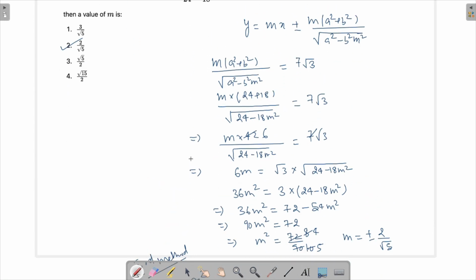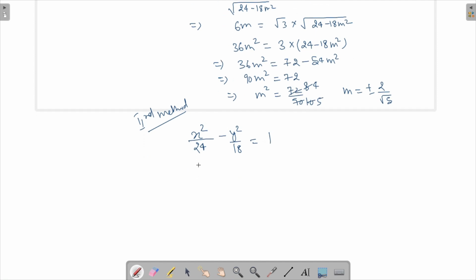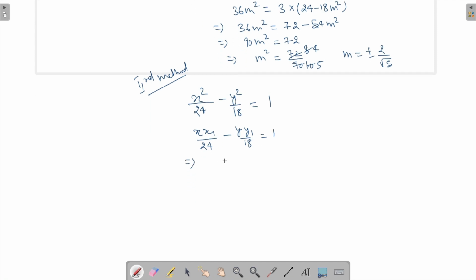In this case, the hyperbola is x square upon 24 minus y square upon 18 equals 1. The equation of tangent is much easier to remember because this could be written simply as x x1 upon 24 minus y y1 upon 18 equals 1. And then you could write this as y y1 upon 18 is actually x x1 upon 24 minus 1.